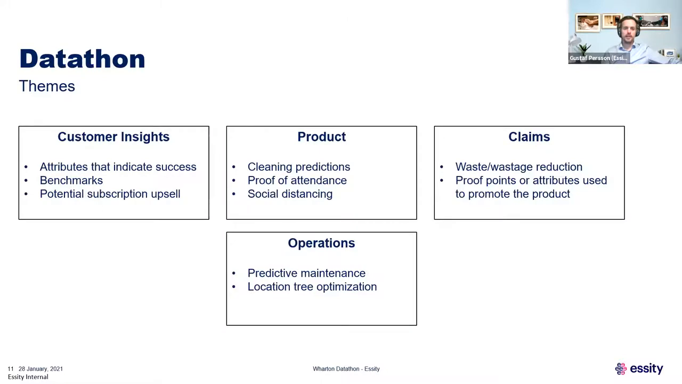And for product, it's about improving the product that we're selling or the service that we're selling. Can we, for example, use the data to do predictions of cleaning? Can we use the sensors and the data to indicate things that maybe are interesting now within COVID? I mean, is there someone in the washroom right now? Should I go in there? Should I not go in there? Can we see if a cleaner has been at a specific spot, location, and done the cleaning?